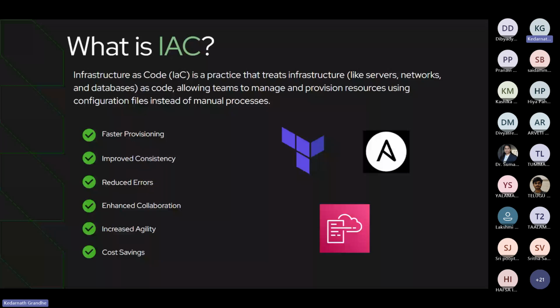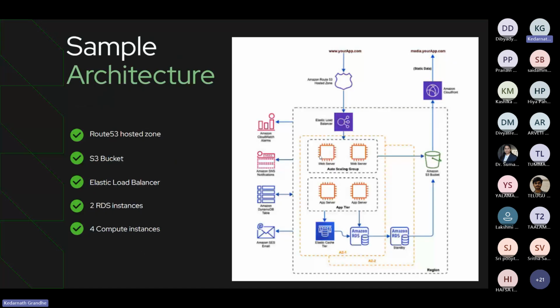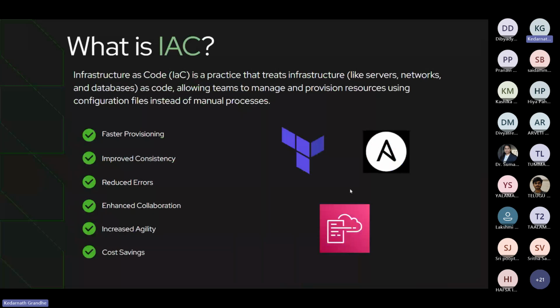So there is improved consistency. See, if you deploy 4 EC2 servers, you might have mistakenly selected one configuration for this and another configuration for something else. So that might break your application, right? There is a possibility of human error, so there is no way to maintain that consistency. IAC is very helpful because you are using the same code to deploy multiple servers or infrastructure.